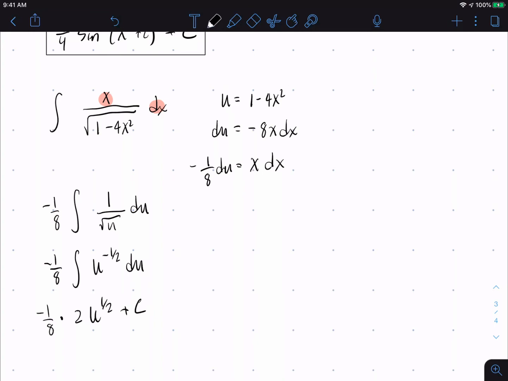But again, we don't want it in terms of u, so I'm going to get a negative 1/4. My u was 1 minus 4x squared. It's going to be to the half power plus some constant c.